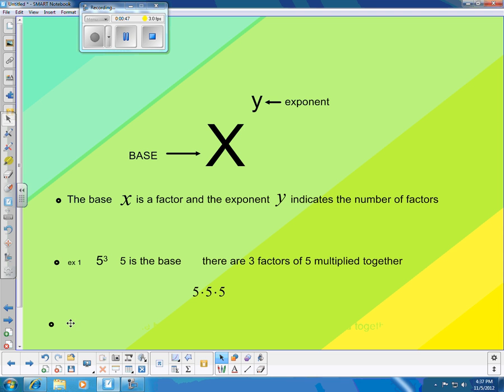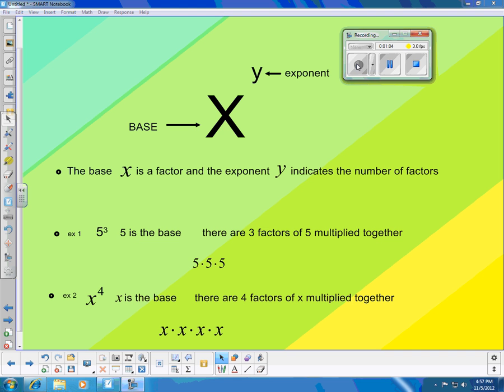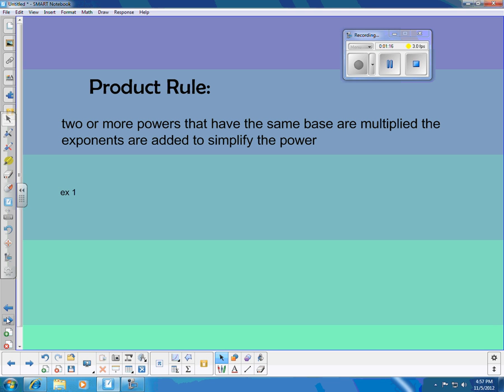Second example, we can do this with variables: x raised to the 4th power. X is the base, and there are 4 factors of x multiplied together. Now that we understand our powers, let's apply that to some properties. So we're going to start with the product rule for powers.